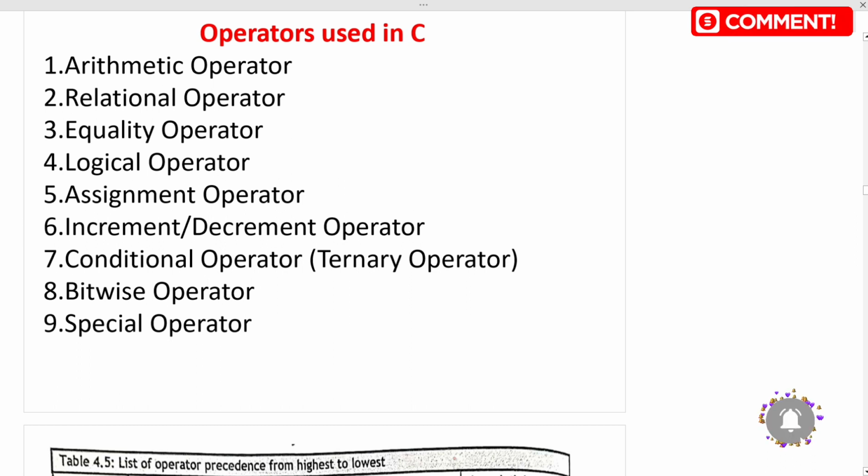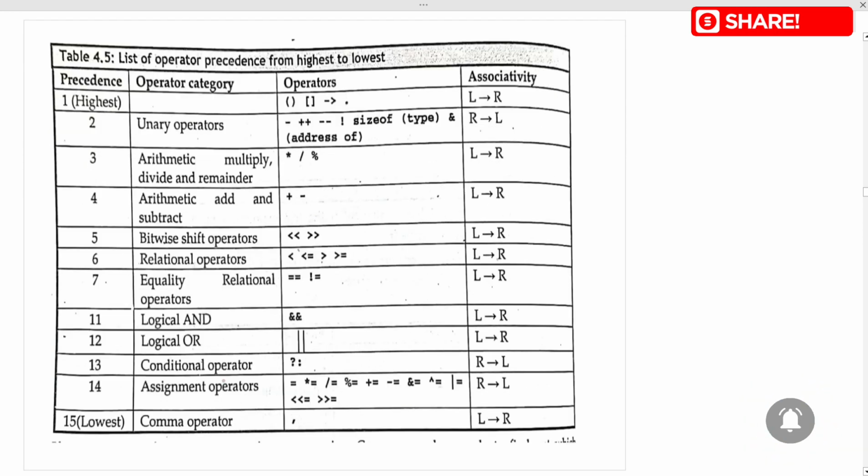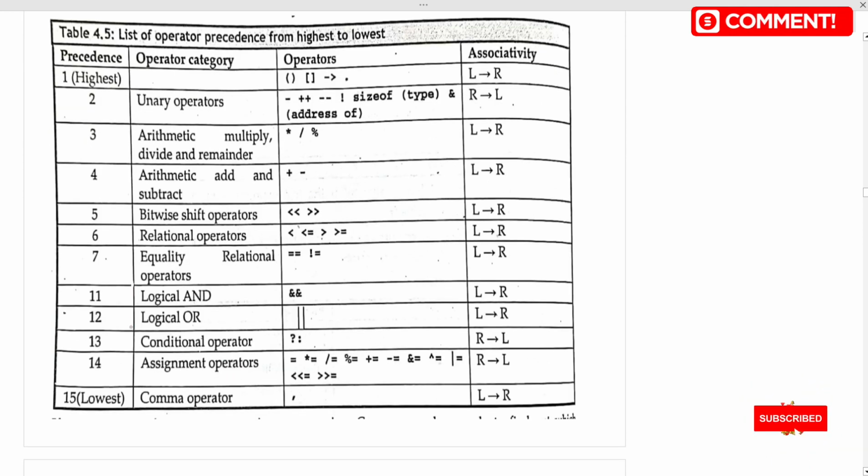There are different types of operators used in C. The first one is the arithmetic operator, next the relational operator, equality operator, logical operator, assignment operator, increment and decrement operator, conditional operator, bitwise operator, and similarly the special operator. Here is a chart you can see with different categories of operators, their associativity, unary operators, and different examples. In the next slide, we will see them step by step, one by one.